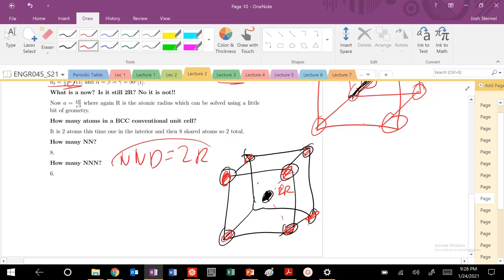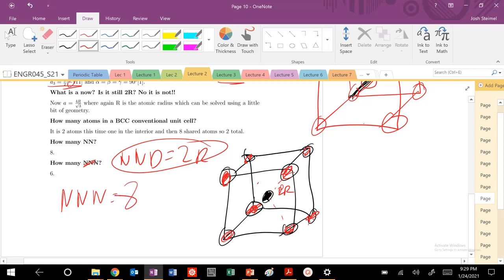That never changes. It's always 2R. But again, look at those, they are the nearest neighbors now. Also, you can look at my number of nearest neighbors, NNN. I'm going to count 1, 2, 3, 4, 5, 6, 7, and actually one more here that I forgot to draw in, right here. I have 8 nearest neighbors as opposed to 6 for simple cubic.